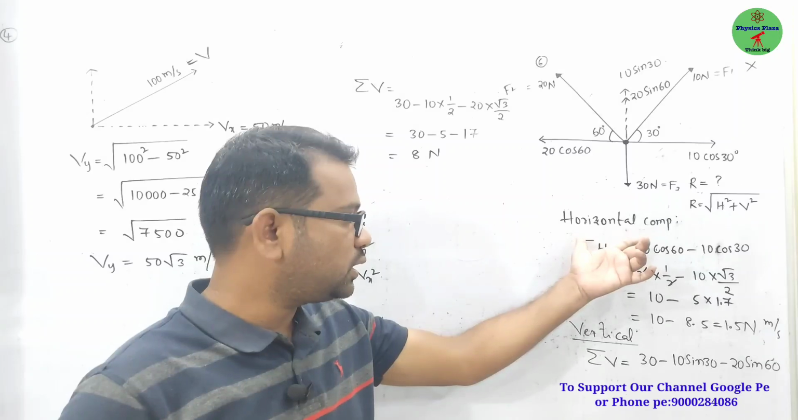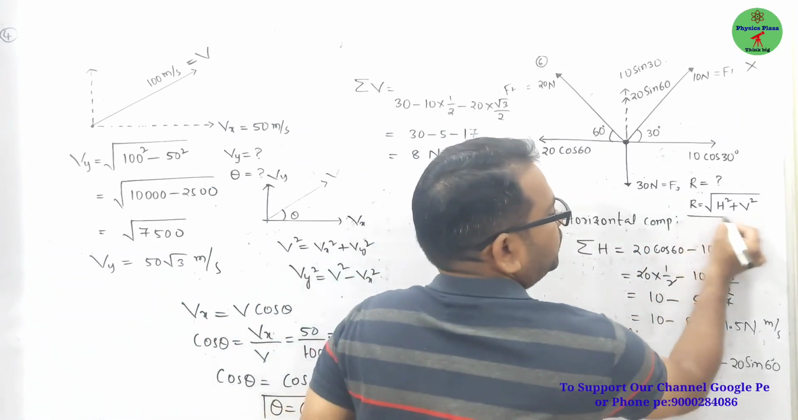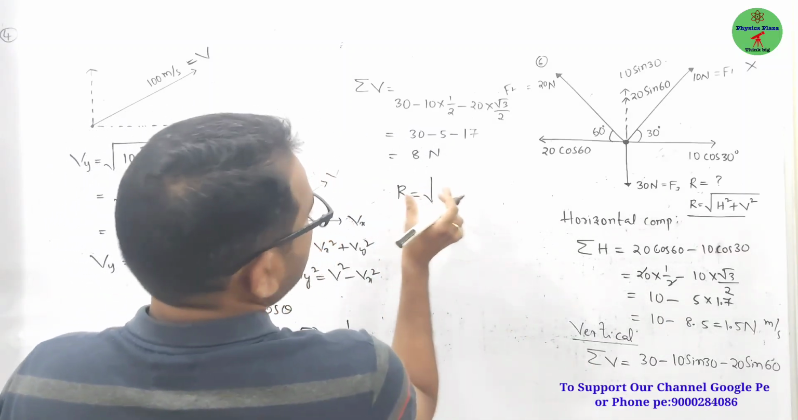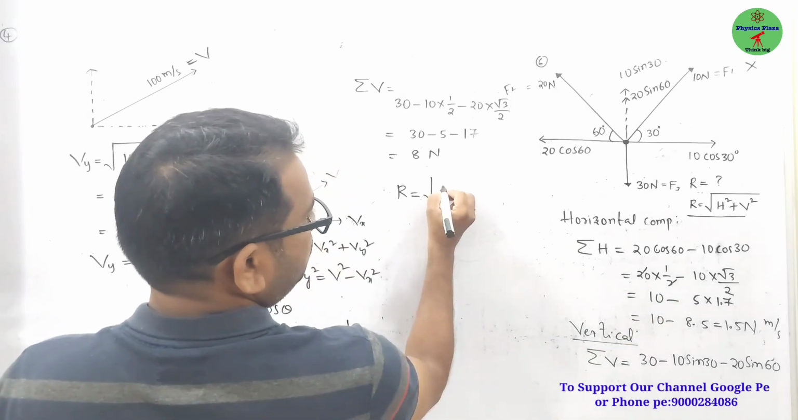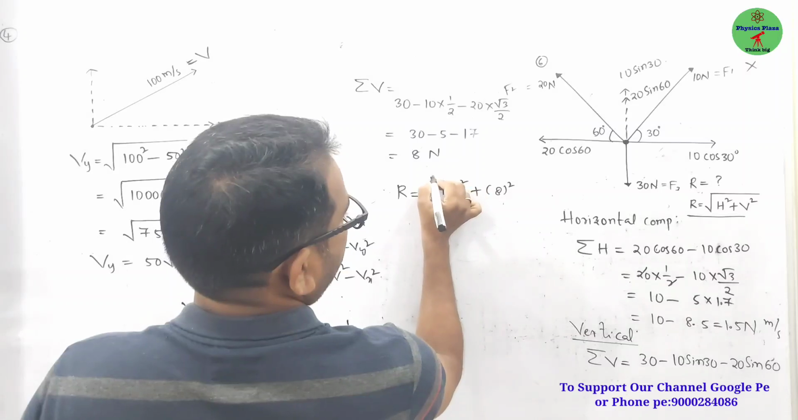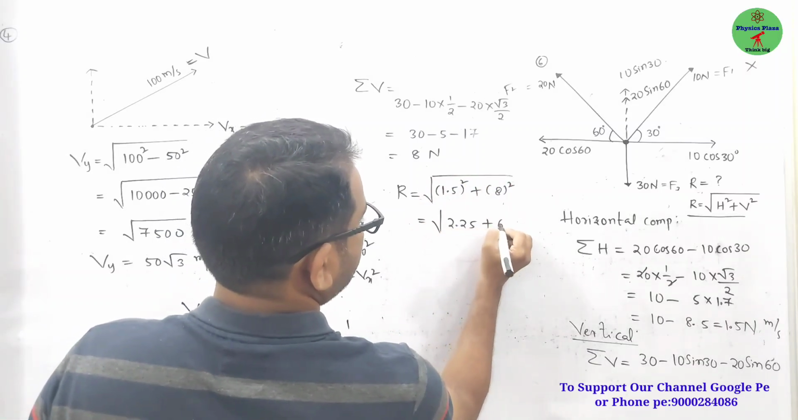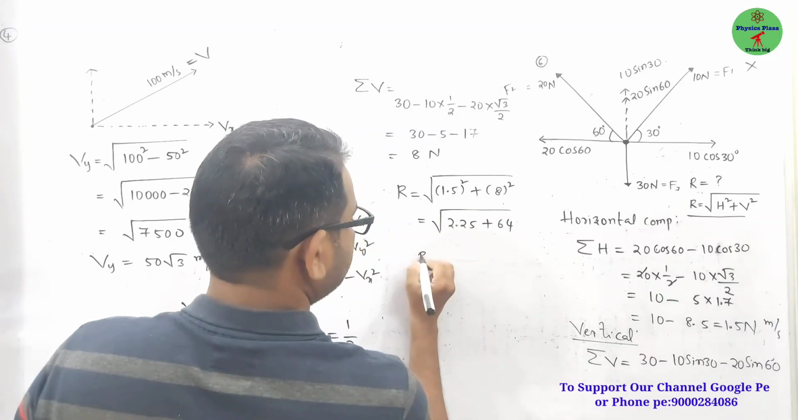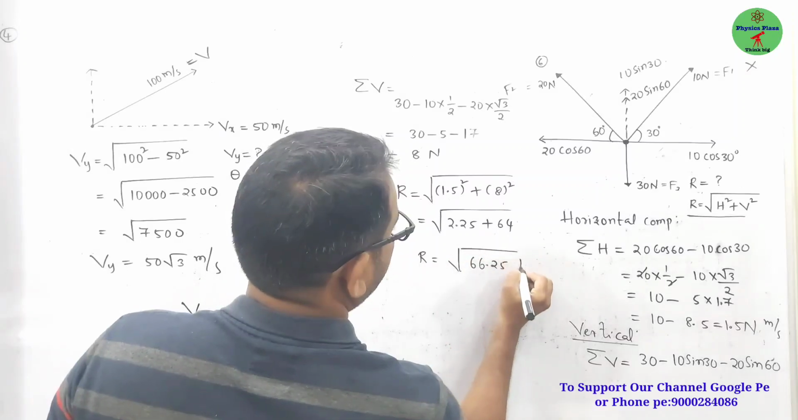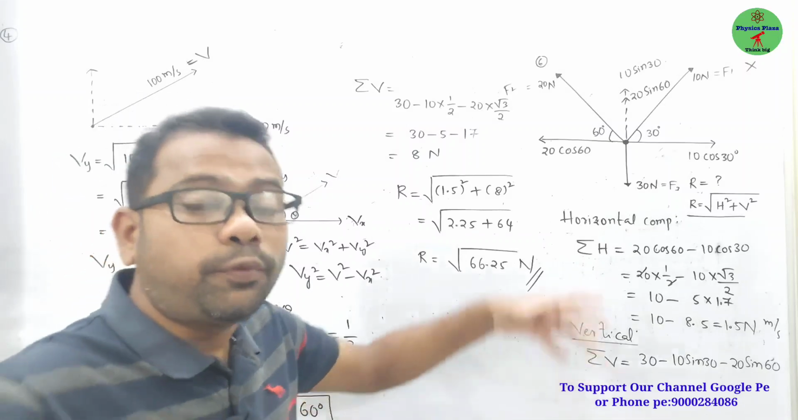Here we got the resultant of horizontal components and the resultant of vertical components. Now this is where we have to use the formula. So resultant is equal to square root of the square of the horizontal component, which is 1.5 whole square, plus 8 whole square. So this is going to be 2.25 plus 64. So this is going to be 66.25 Newton. So this is how we can calculate the resultant of the forces which are acting.